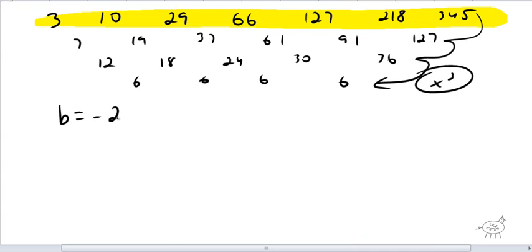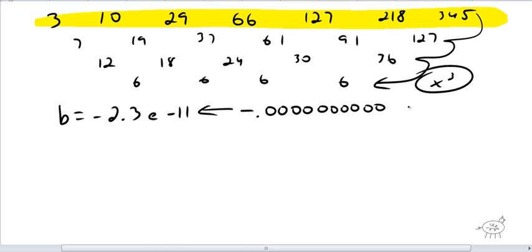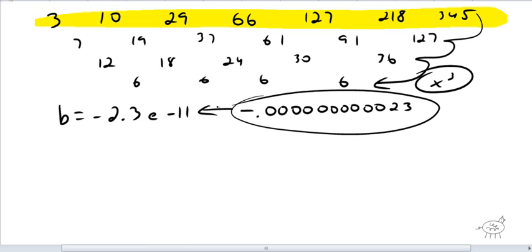B is negative 2.3 e to the negative 11. Well, this is really scientific notation. And what does this really mean? E to the negative 11 means move the decimal 11 places over to the left. So it's negative 0.00000000000 and then 23. So I moved it over 11 places. What is this number really close to? It's pretty much like saying 0. So please don't write on an answer blank negative 2.3e to the negative 11. It's a small number.